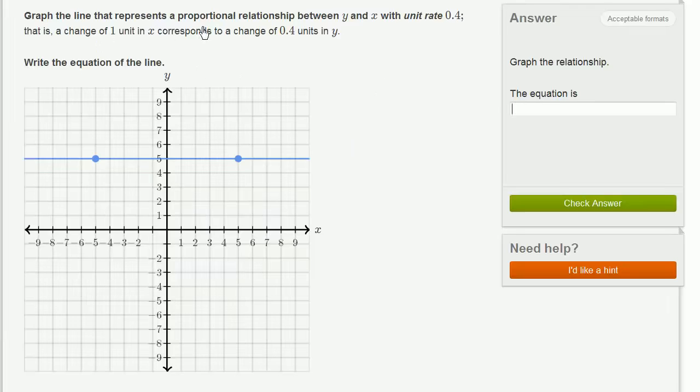Graph the line that represents a proportional relationship between y and x with a unit rate of 0.4. That is, a change of 1 unit in x corresponds to a change of 0.4 units in y. And they also ask us to figure out what the equation of this line actually is. So let me get my scratch pad out and we can think about it.